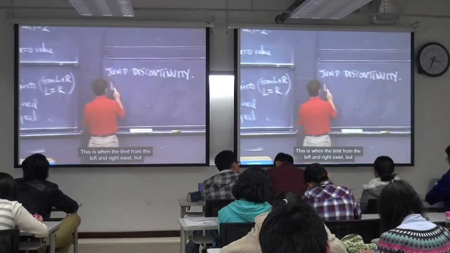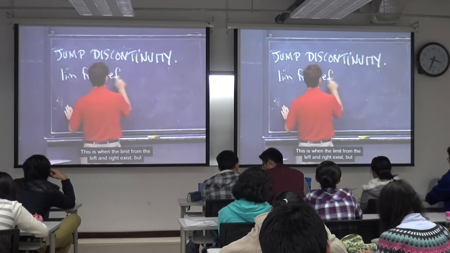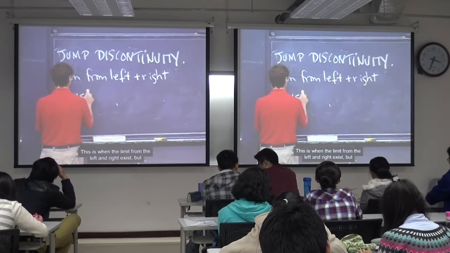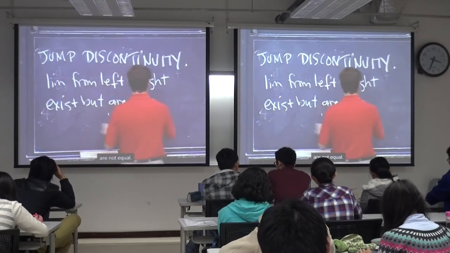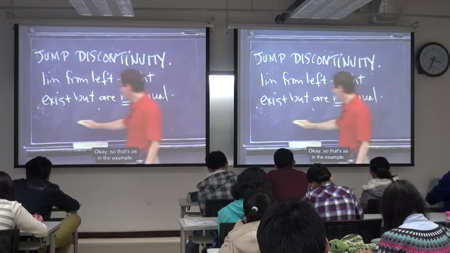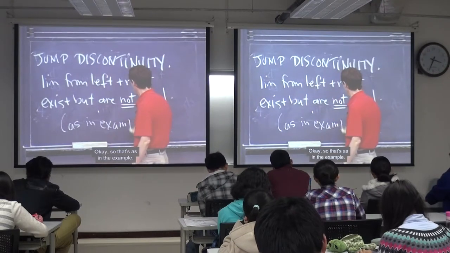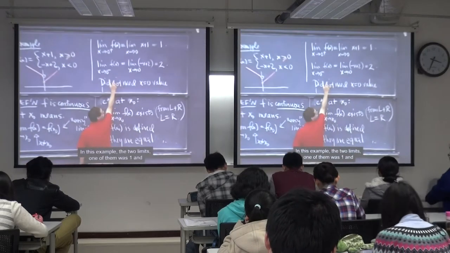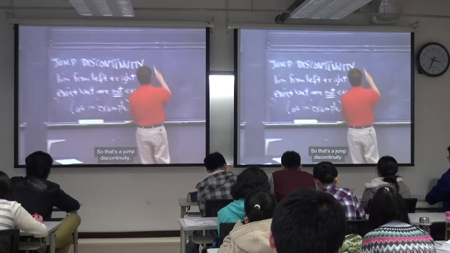This is when the limit from the left and right exist, but are not equal. Okay, so that's as in the example. Right, in this example, the two limits, one of them was 1 and one of them was 2. So that's a jump discontinuity.